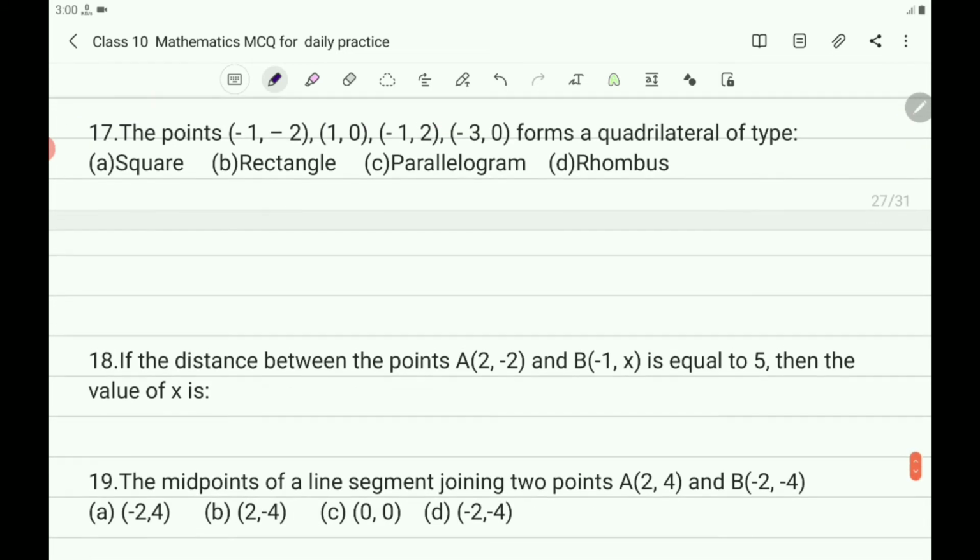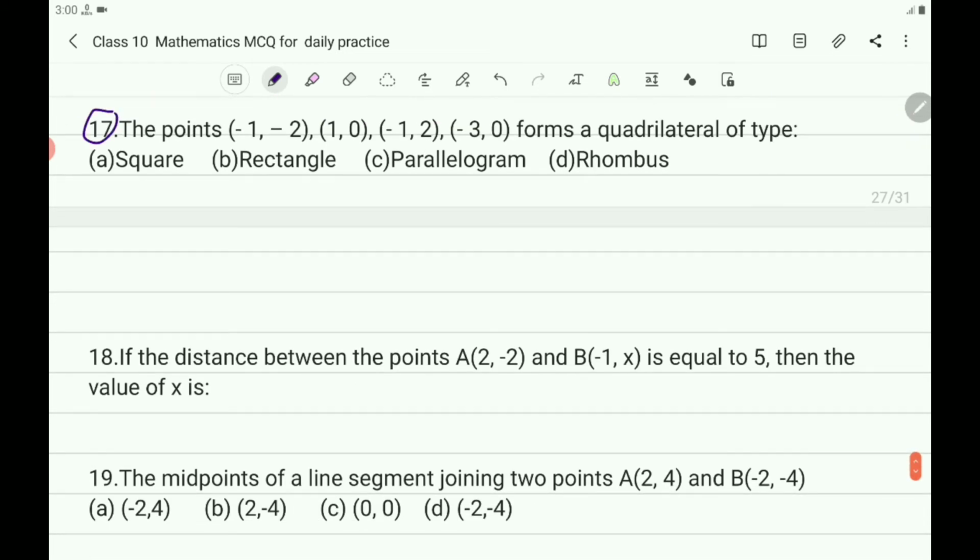Next, you take the 17th question. The points minus 1, minus 2, 1, 0, minus 1, 2, minus 3, 0 form a quadrilateral of which type. Here we have to find out AB, BC, CD, DA. This is A, you take B, C, D, and to find AB, take this as x1, y1, x2, y2. Here you have to use the distance formula.